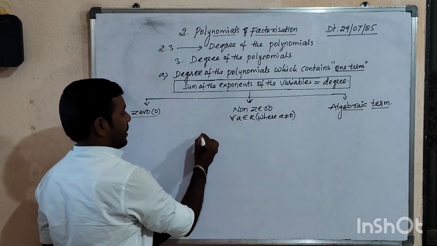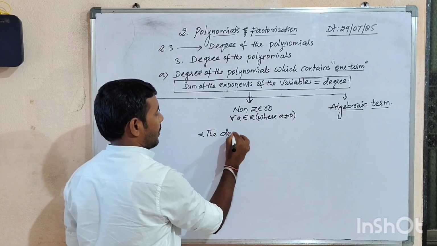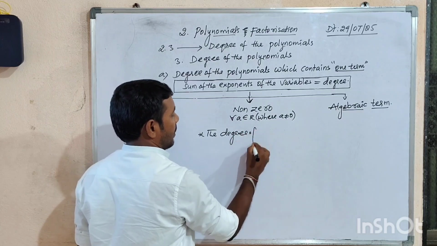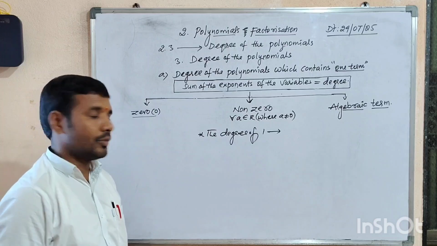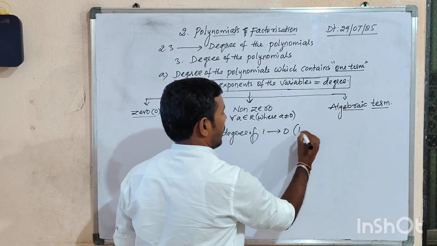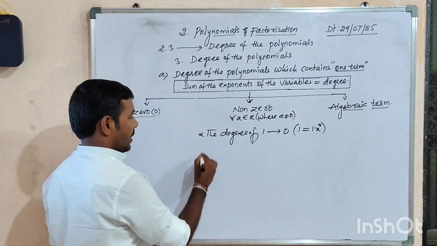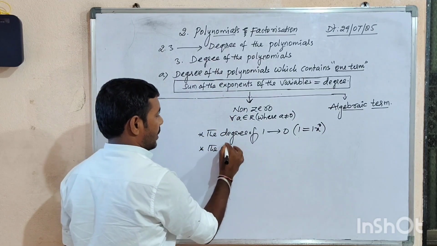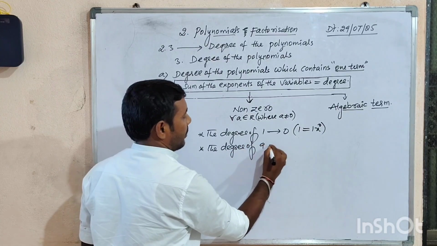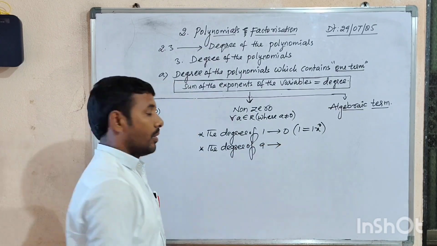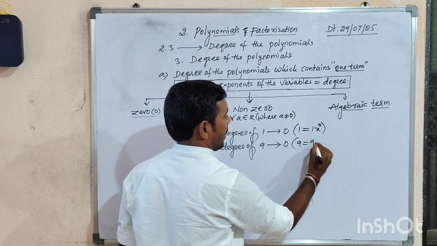A few questions directly, without calculation. The degree of 1? 0 only. Reason: 1 is equal to 1 x to the power of 0. One more question. The degree of 9? Yes, 0 only. Reason: 9 can be written as 9 x to the power of 0.